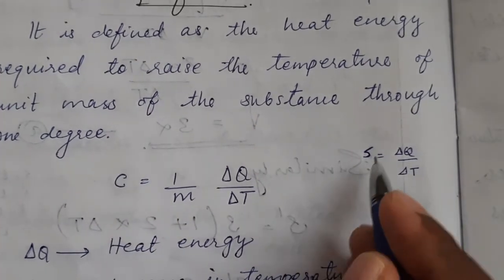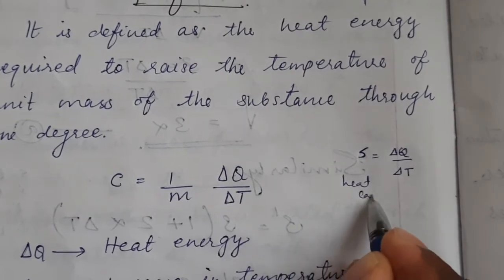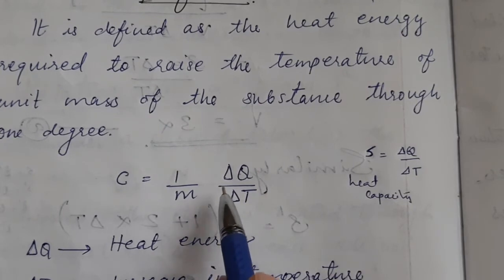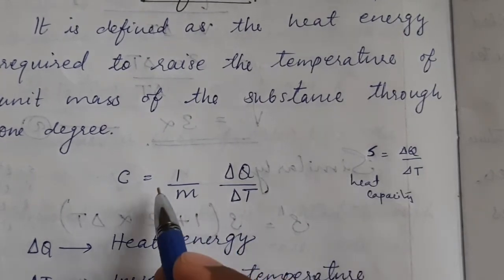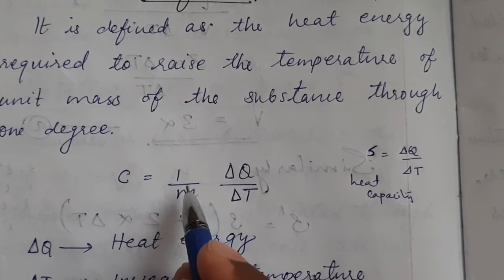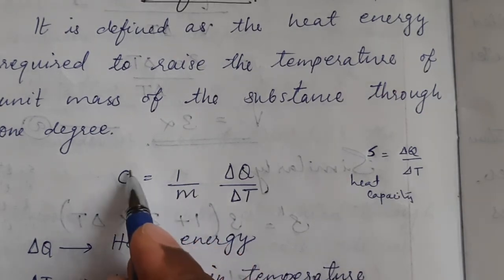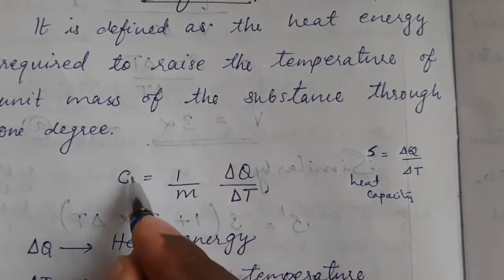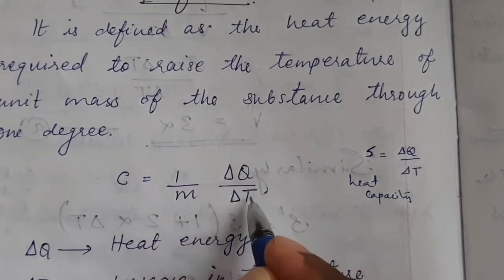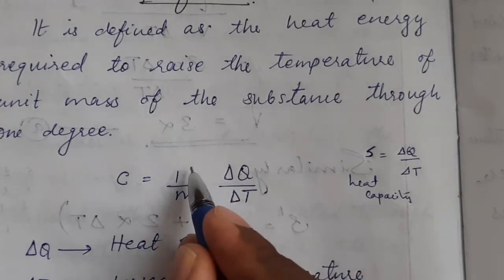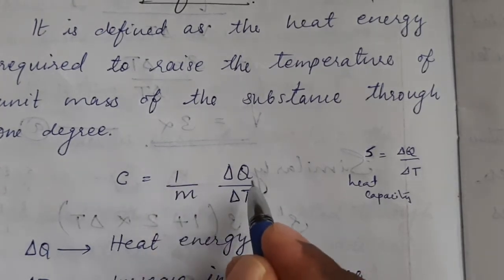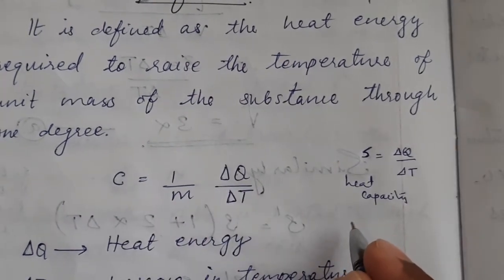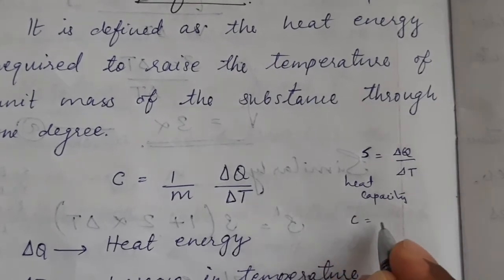Heat capacity, I told, is delta Q by delta T and represented as S. And here I told if I take it for a unit mass, that is known as specific heat capacity, and that specific heat capacity I mark as C. So C is 1 by m delta Q by delta T. This 1 by m is coming to show that it is per unit mass. Per unit mass means this divided by m. So I can write C is nothing but S divided by m.